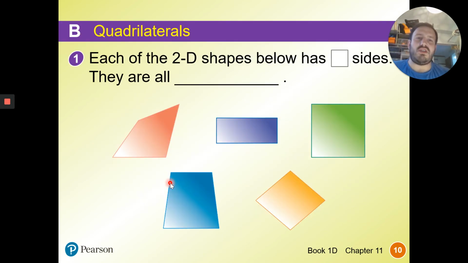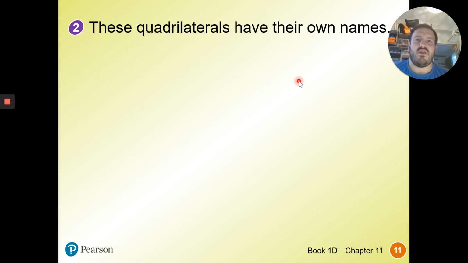So each of the 2D shapes below has how many sides? So all of them are quadrilaterals. Quad meaning 4. Okay. So like tri means 3, or bi means 2. Quad is 4. So all shapes have 4 sides. They are all quadrilaterals.